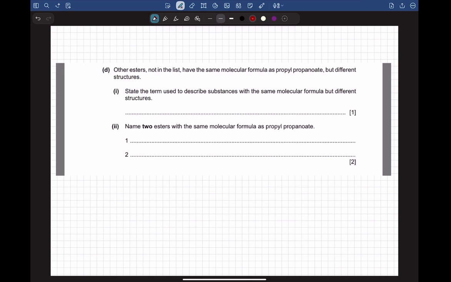So this is the last question, then we will jump to the complete question. So they're saying other esters not in the list have the same molecular formula as propyl propanoate but different structures. Now understand this. We have also discussed this type of question. They're talking about isomers here. Same molecular formula but different structures. State the term. The proper term is structural isomers.